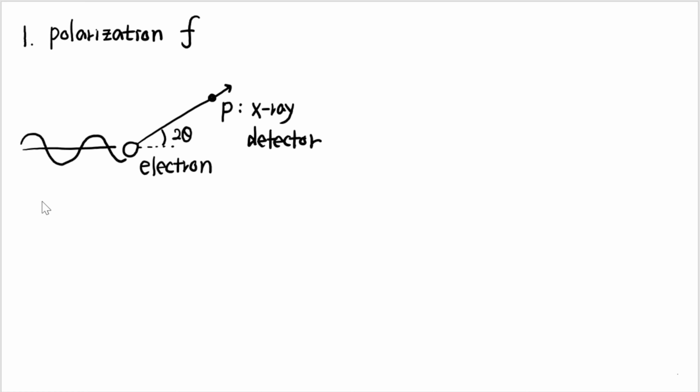So the equation for the intensity at the position of P will be 1 plus cosine squared 2 theta, over 2. This value. Yeah, it's all finished. That was the polarization factor. After the polarization factor, we need to consider the Lorentz factor.